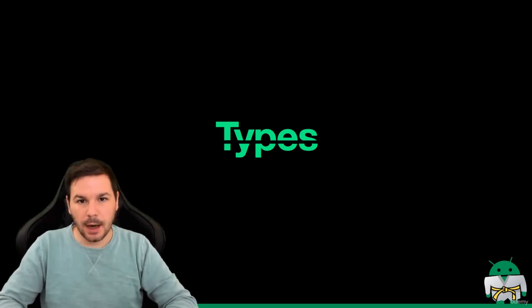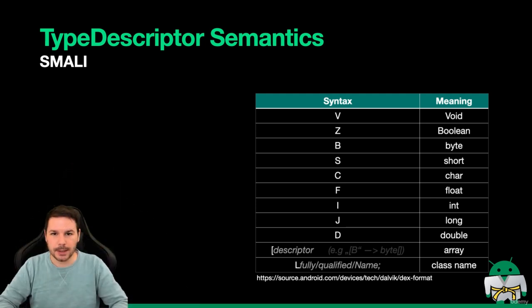Welcome back, guys. After those registers, we need to talk about types. But this is not a very complicated topic. We just have to memorize this list. What list? This one over here. I also attached this in the cheat sheet. And these are the types we have in our Smali code.